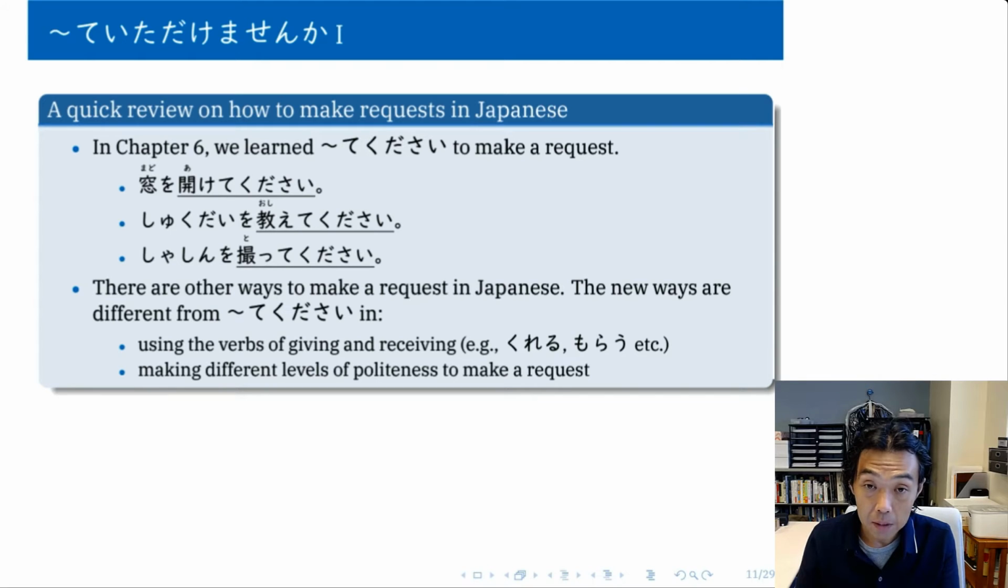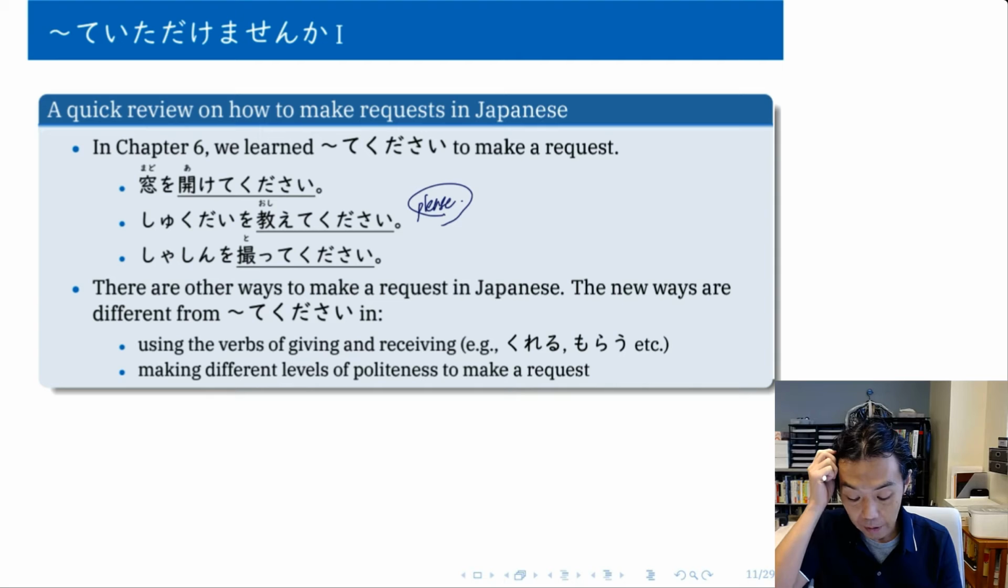ていただけませんか means also please. So, you could have said 窓を開けていただけませんか? 宿題を教えていただけませんか? 写真を撮っていただけませんか? So in terms of the meaning, they both mean please. Okay. So what's the difference? The difference is just the politeness and also the level of the social status.